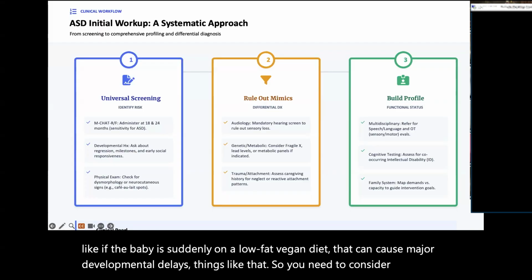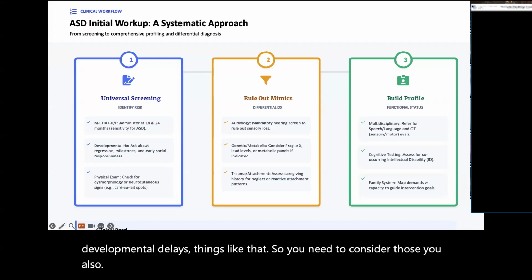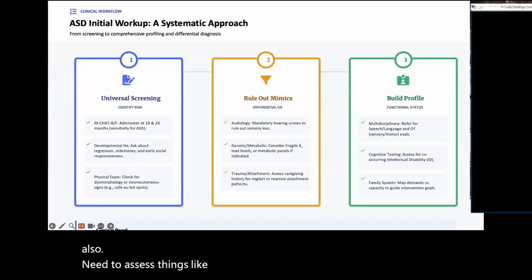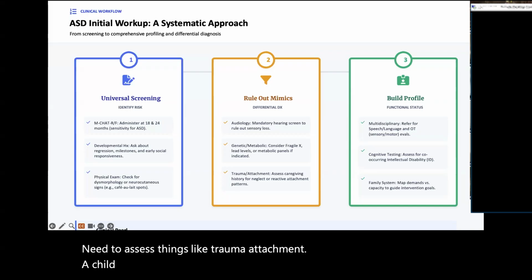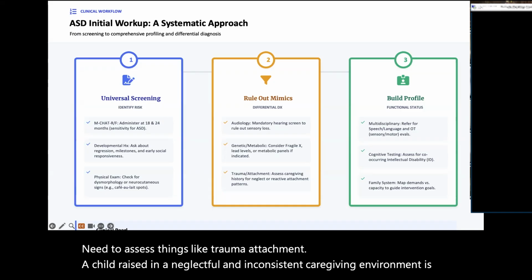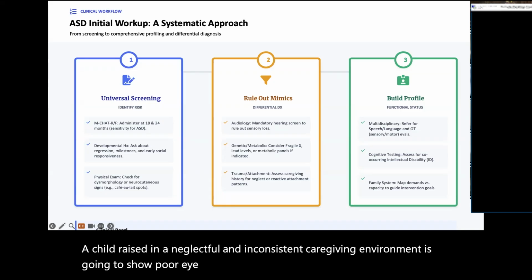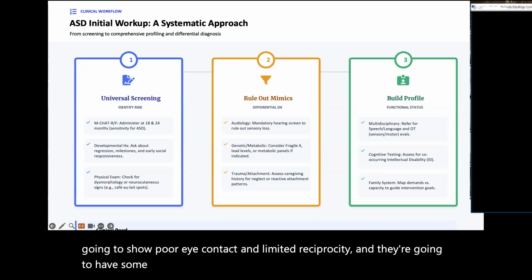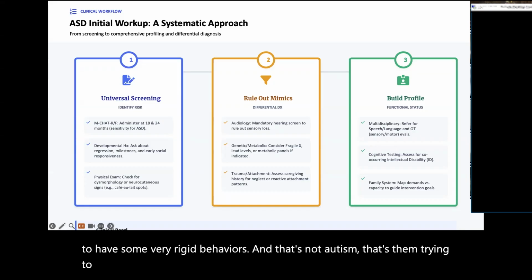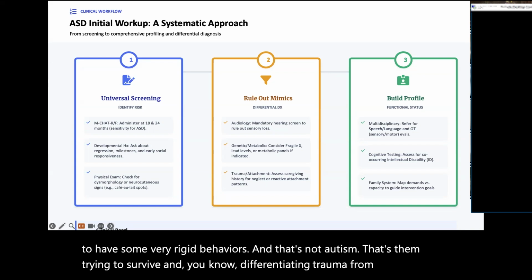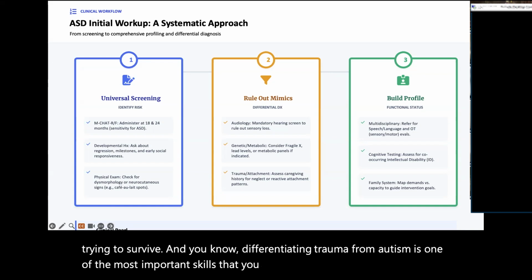You also need to assess things like trauma and attachment. A child raised in a neglectful and inconsistent caregiving environment is going to show poor eye contact and limited reciprocity, and they're going to have some very rigid behaviors. And that's not autism, that's them trying to survive. Differentiating trauma from autism is one of the most important skills that you can develop.